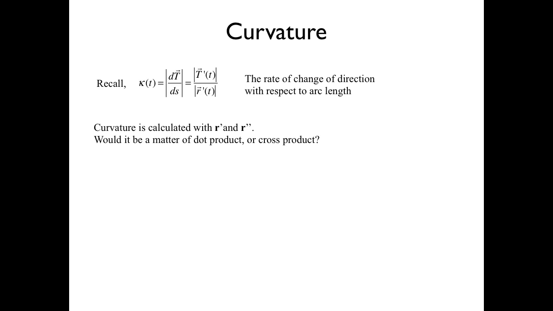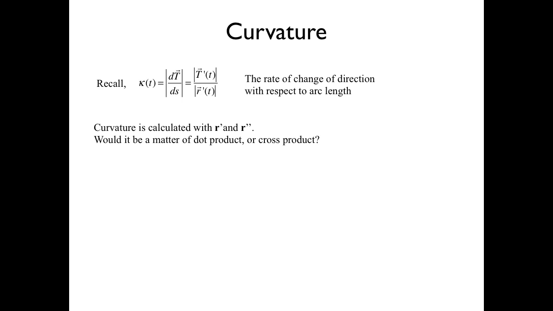So the question is, would that be a matter of the dot product of r prime and r double prime, or the cross product of r prime and r double prime? So what is r prime? Someone said velocity, right? This is velocity. If r is position, then r prime is velocity, and then r double prime is acceleration. So, would we want the dot product of those two things, or the cross product of those two things, if we're talking about curvature?